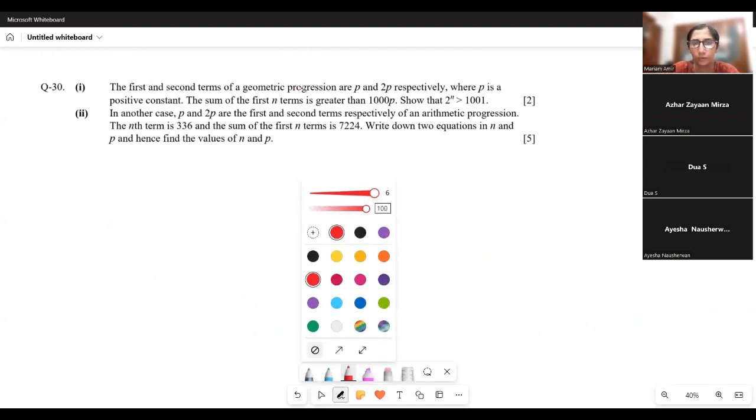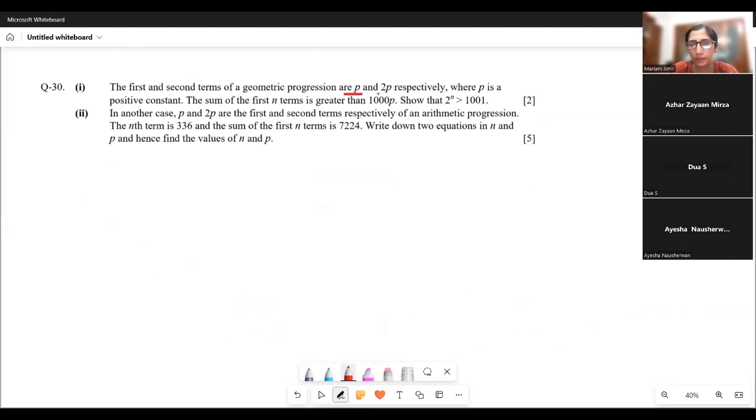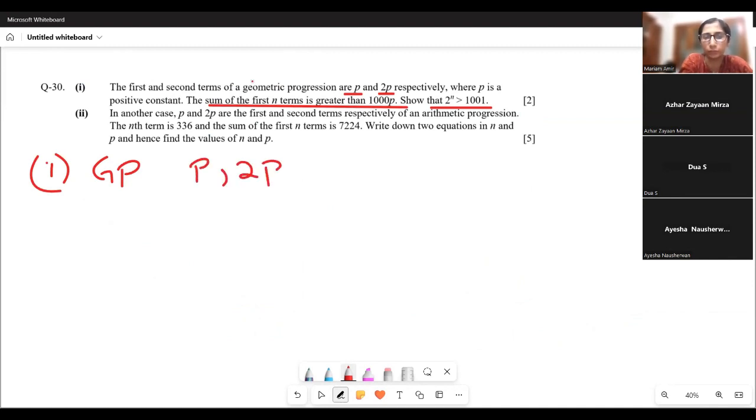First and the second terms of a GP are P and 2P respectively, where P is a positive constant. The sum of the first n terms is greater than 1000P. Show that 2^n is greater than 1001. Okay. So we're given a GP where the first term is P and the second term is 2P. So from here we know that A is P and what is R?